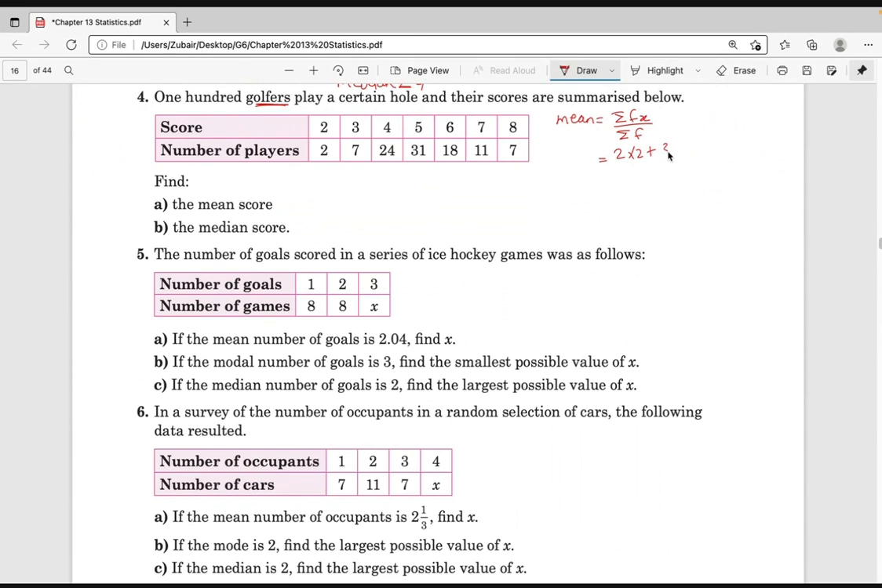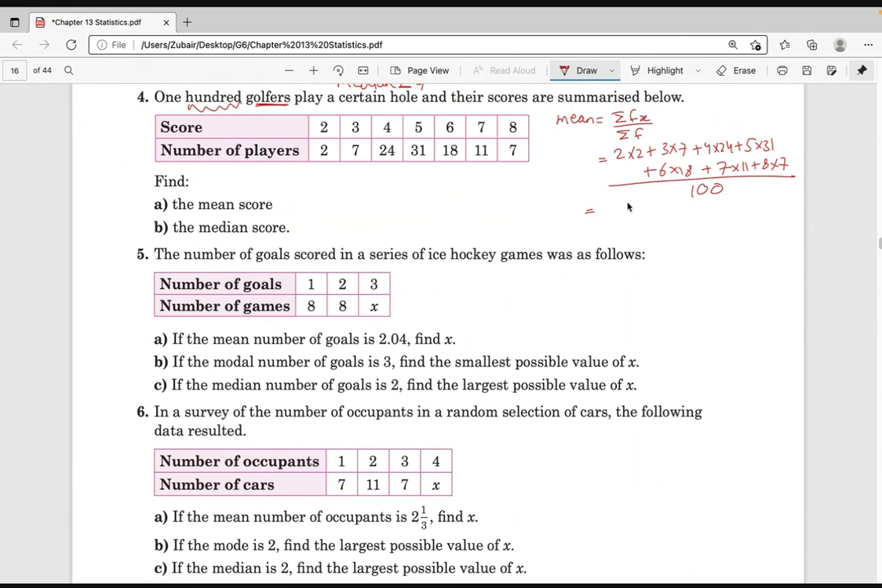First step. Now I'm showing all those steps. 2 into 2 plus 3 into 7 plus 4 into 24 plus 5 into 31, plus 6 into 18 plus 7 into 11 plus 8 into 7, divided by the sum. It is already given that there were 100 golfers, so I'm writing 100 directly, or else I would have written 2 plus 7 plus 24 plus 31 plus 18 plus 11 and then 7.